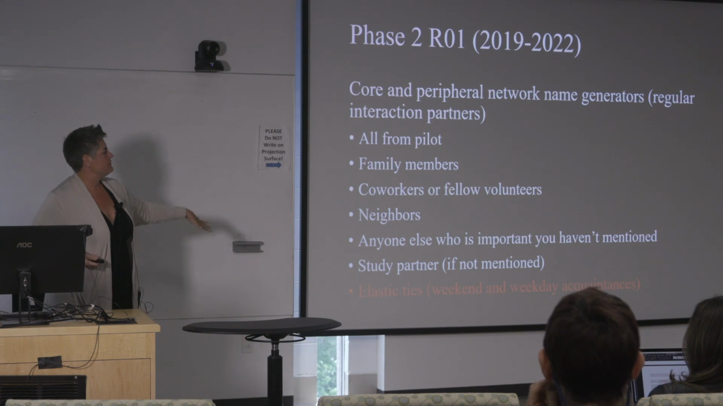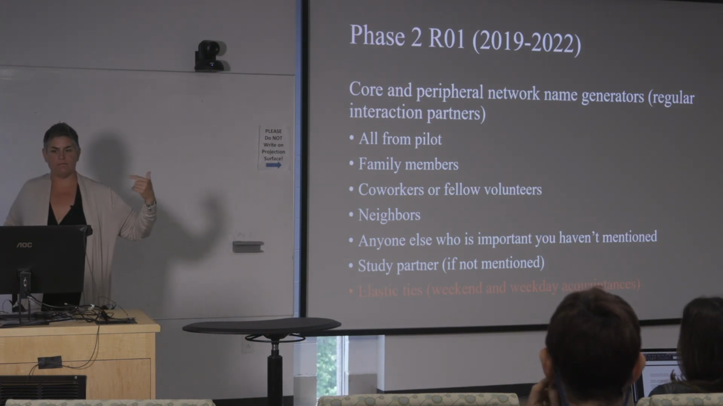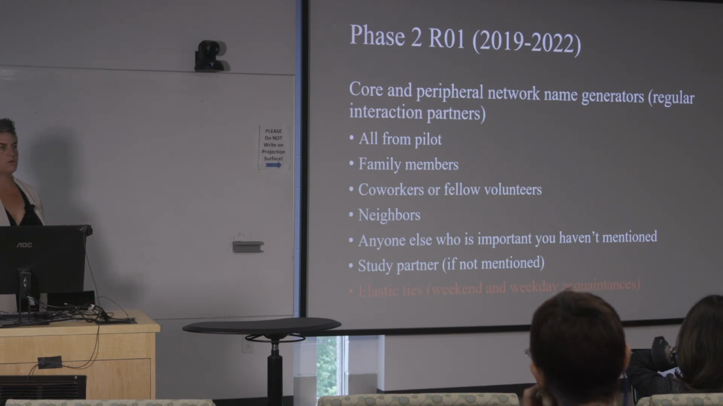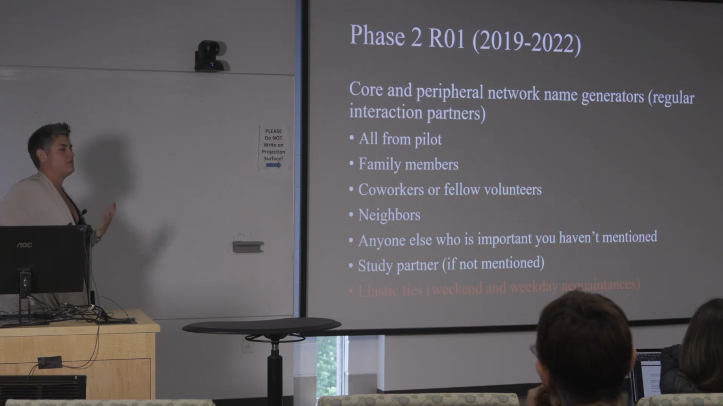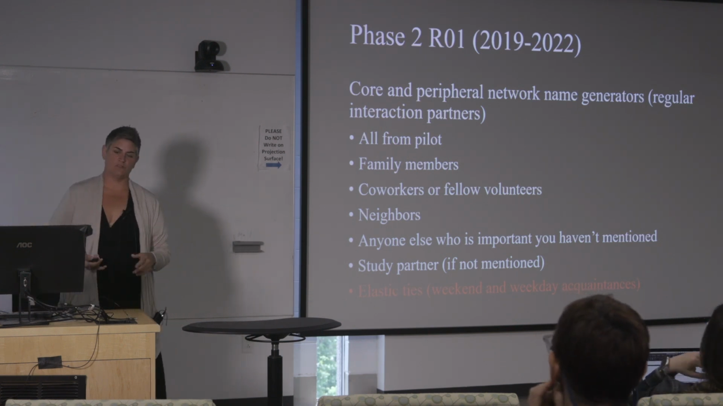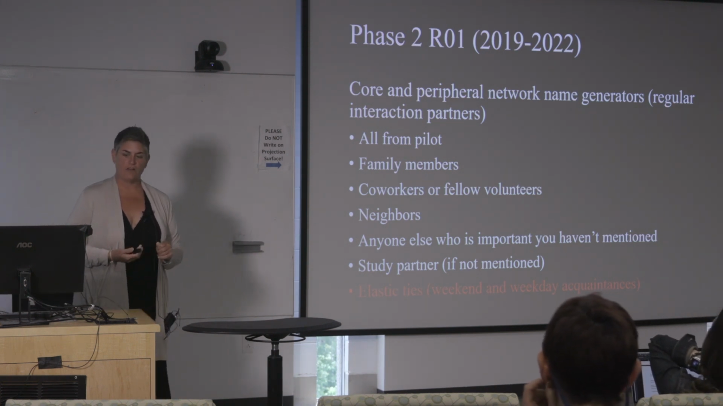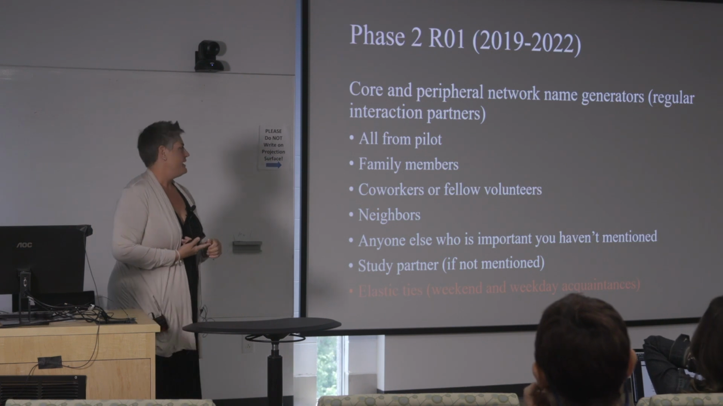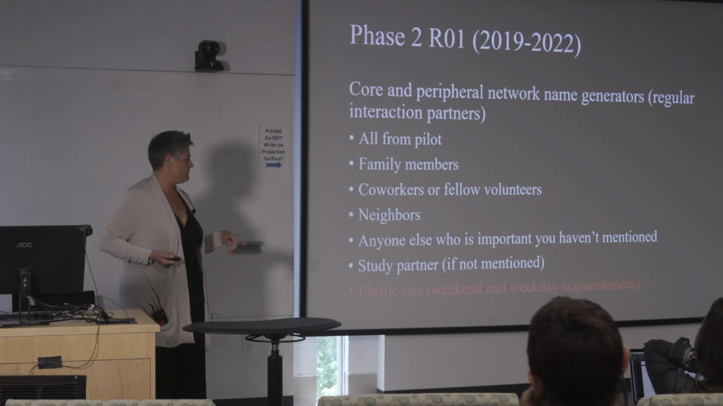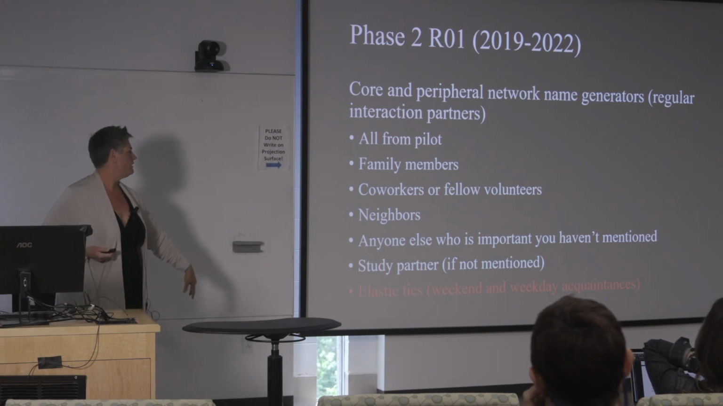So we added a bunch of name generators. We used the pilot ones, and then we added, basically we were looking for regular interaction partners. So the qualifier was always, people that you talk to somewhat regularly. So we want family members that you talk to somewhat regularly, coworkers or fellow volunteers, neighbors, anyone else you haven't mentioned, the study partner. If they haven't mentioned, we have all this corroborating data from informants. That's a whole other thing.